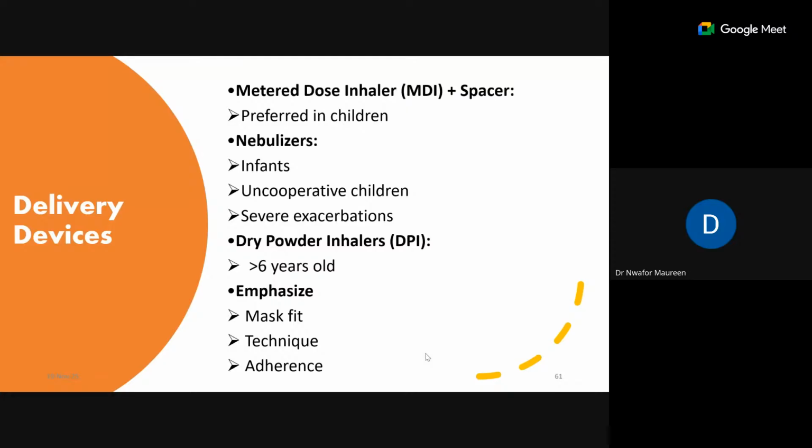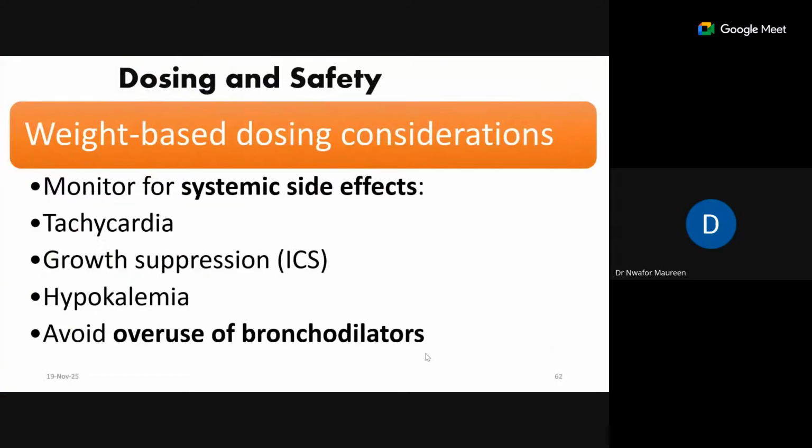For the delivery system, we can use metered dose inhalers. We prefer this in children. For infants, we can use nebulizers, with uncooperative patients or severe exacerbation. Dry powder inhalers are for children above 6 years only. We must emphasize the fitness of the masks, the technique, and adherence.